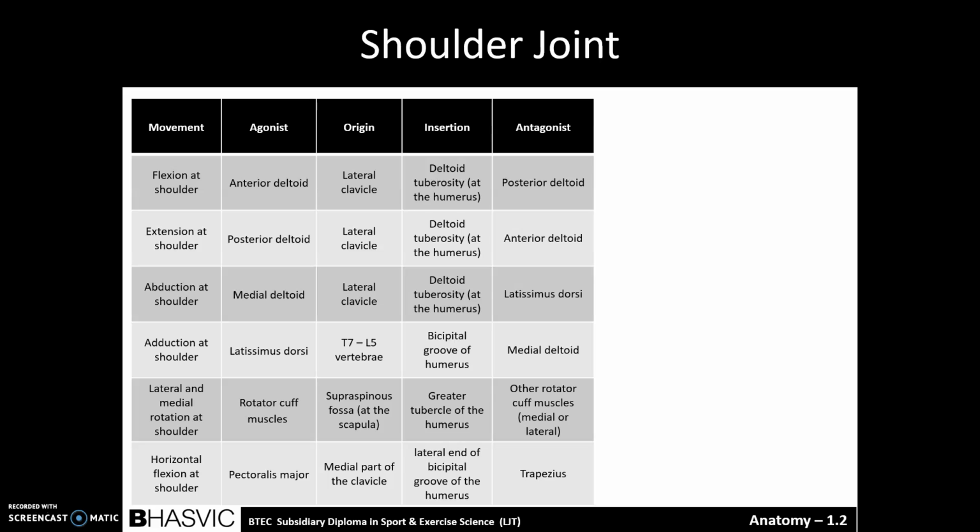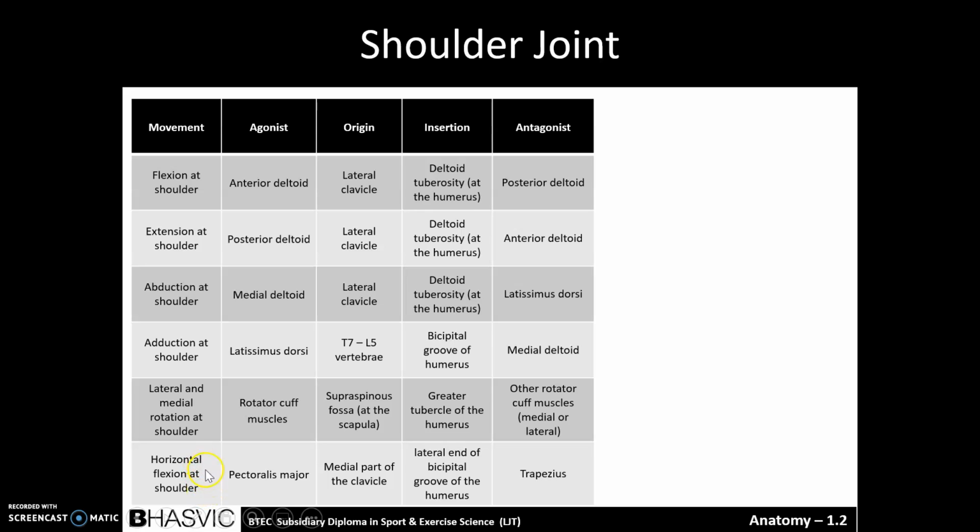So the greater tubercle of the humerus is the insertion as well. And so the antagonist of this would be the other rotator cuff muscles. So the medial rotator cuff muscles and the lateral rotator cuff muscles work in an antagonistic pair to create lateral and medial rotation.